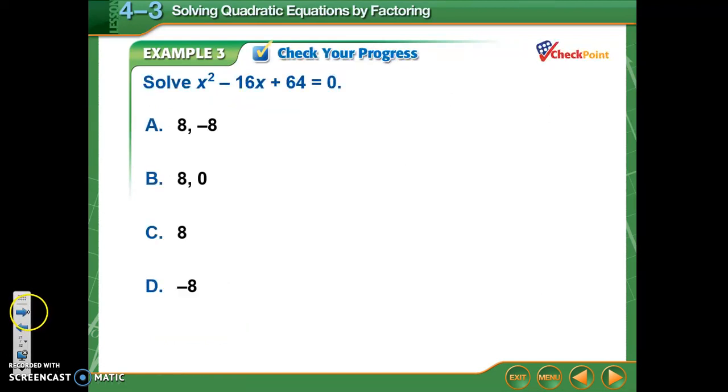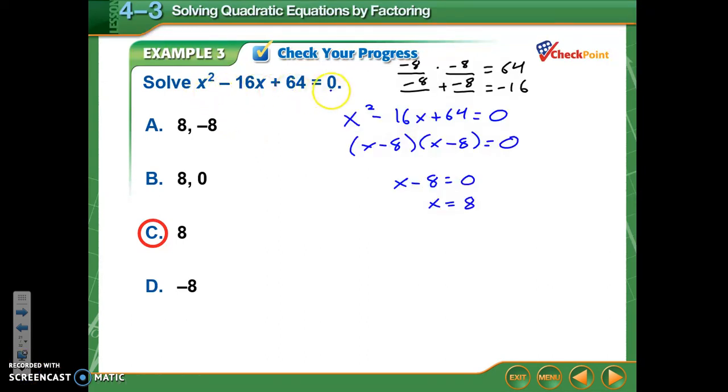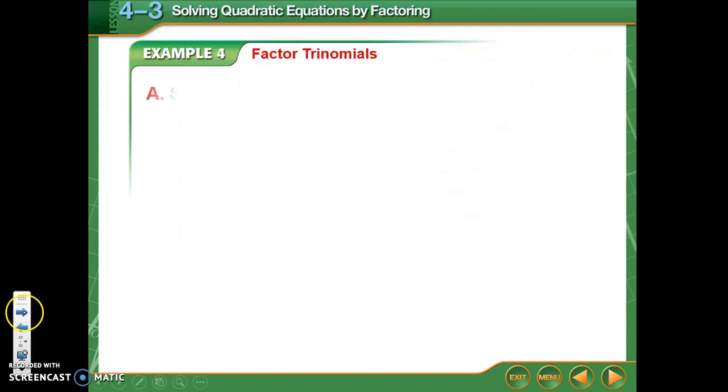All right, try this one. Okay, the answer here is 8. This only has one root, which is 8. It's a double root because this quadratic is a perfect square trinomial. So when I do my factoring process for quadratic trinomials, I find out that the two numbers that multiply to 64 and add up to negative 16 are negative 8 and negative 8. So when I solve, I get x equals 8 twice. So I really only have one solution, but it's called a double root.